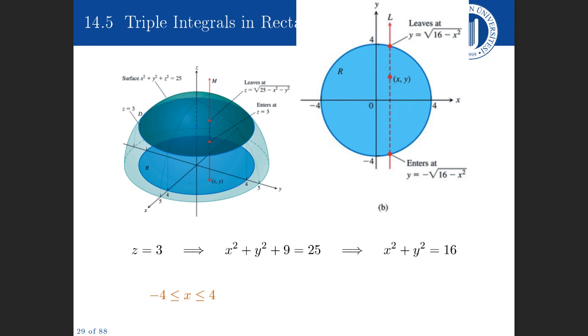We need x and y limits of integration in this circle. We know how to do this. x can be between -4 and 4. And then y is going to be between minus the square root of 16 minus x squared and the square root of 16 minus x squared. All that's left is the z limits of integration.